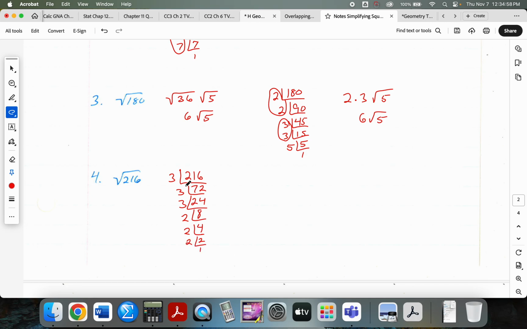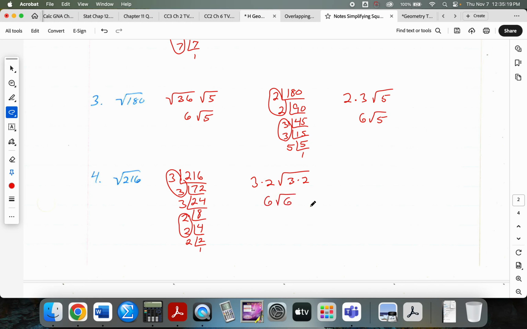Divide by 2 and I get 1, so this is 3 times 2. And left under the square root, I also have a 3 times 2 because those are both left over. I've got a 3 that's left over and a 2 that's left over. So this is 6 square roots of 6.